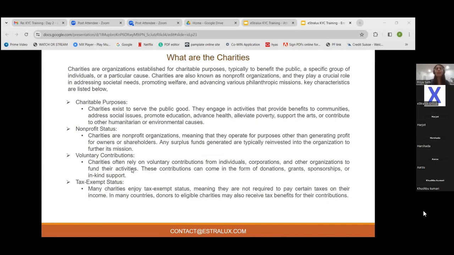Charities are a very easy-peasy thing in KYC if they come in. Everybody must have heard the word charity. It is for the benefit of the public or a specific group. They are non-profit organizations, they do not earn profit out of it, and they are just for the welfare of the people. So whenever a charity comes into place, you need to know that charities always serve the public.